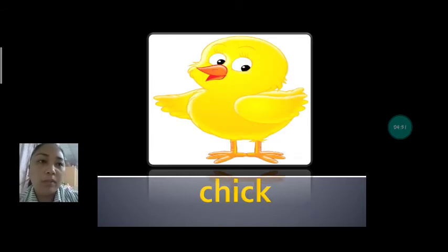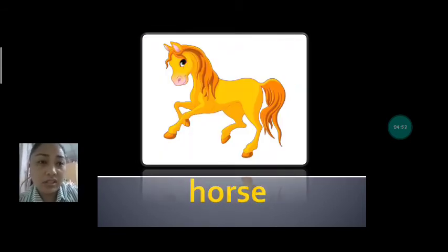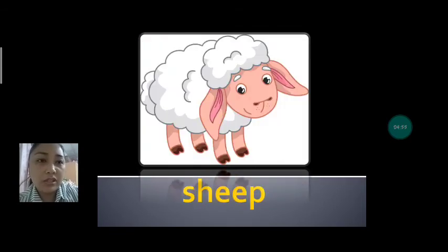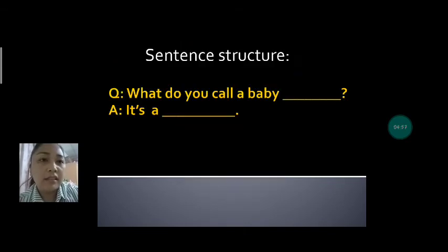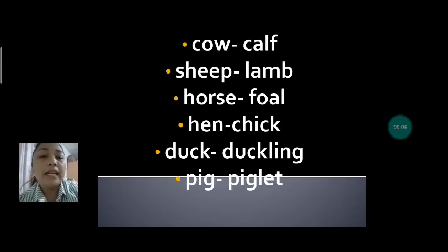Now let's go back to our sentence structure. What do you call a baby blank? The answer will be, it's a blank. The first one is cow. What do you call a baby cow? It's a calf.